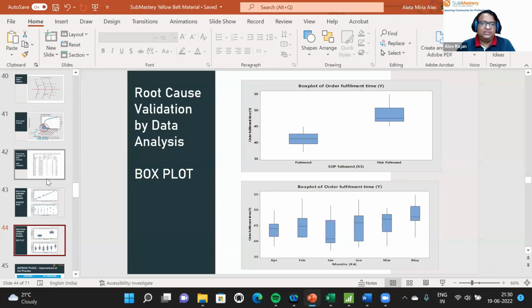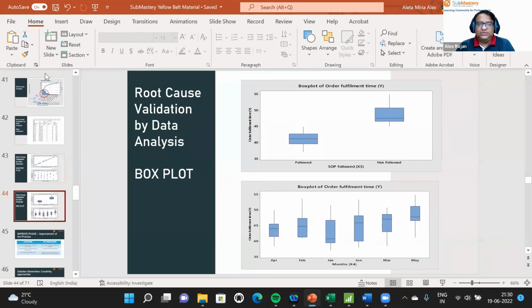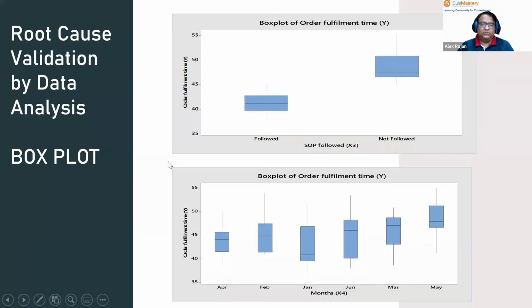So that is how the comparison studies are done, and we validate those root causes. That is how the box plot and the scatter plot help us to validate the root causes.